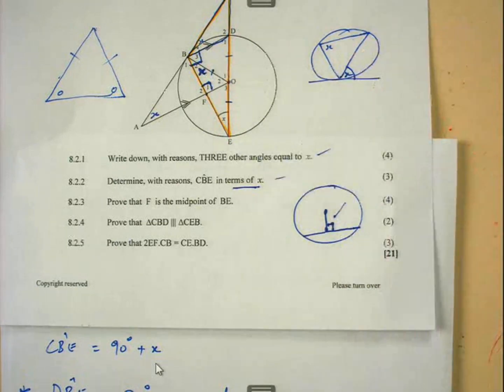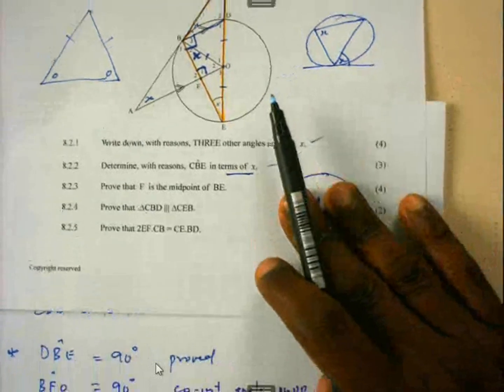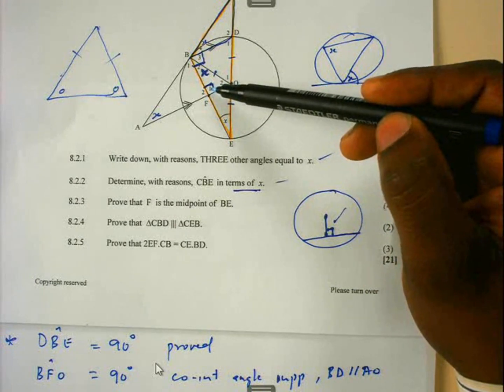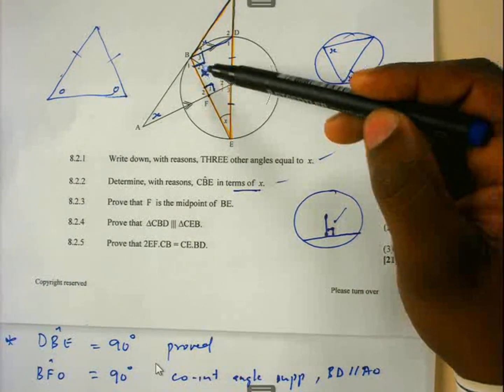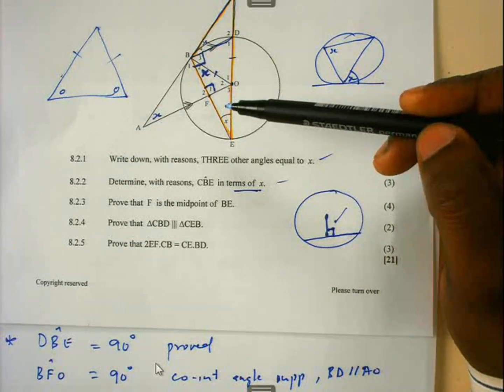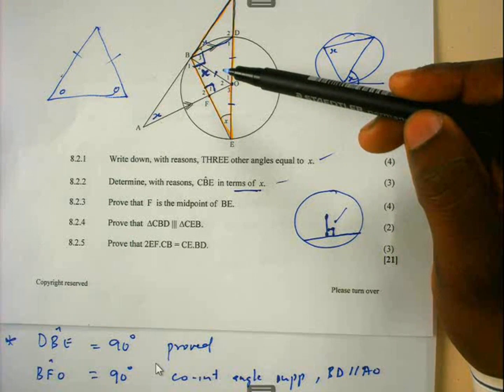But why do we say it's 90? We say angle BFO is also equal to 90 degrees. Why do we say that? Co-interior angles. Why are they co-interior angles? Because BD is parallel to AO. Let me do it like this. This is also 90 because of co-interior angles. This will also be 90 because they must give us 180. They are angles between parallel lines. Co-interior angles are supplementary, 180 degrees. 90 plus 90 is 180 because the lines are parallel.